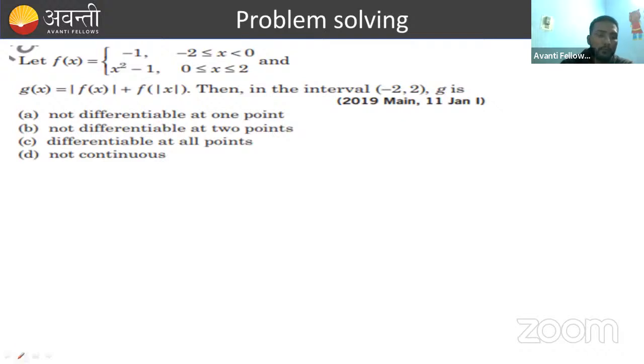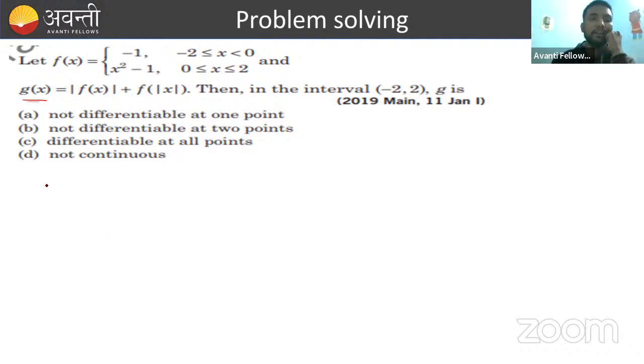Okay, now we will check for this function. This question is also very important and a very conceptual question, guys. So just listen carefully. What is happening? We have a function f of x that is -1 and x square -1 in different intervals, and there is a function g of x that is mod of f of x plus f of mod x. So what will we do?